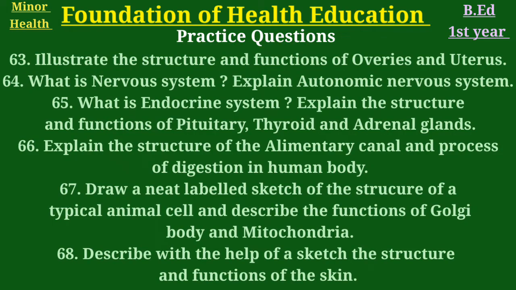What is nervous system? Explain autonomic nervous system. What is endocrine system? Explain the structure and functions of pituitary, thyroid and adrenal glands. Explain the structure of the alimentary canal and process of digestion in human body.